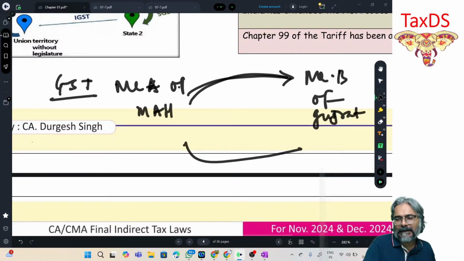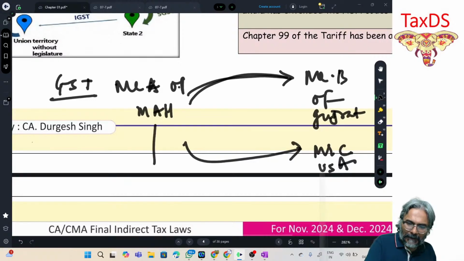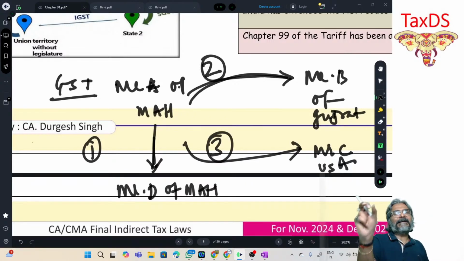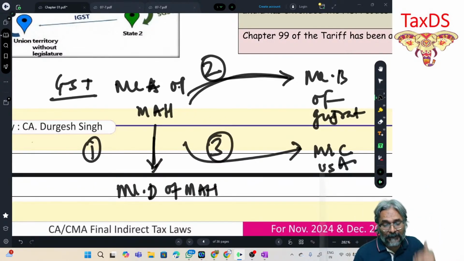And the second supply that he has made is to Mr. C of, say, USA. The third supply, friends, he has made is to Mr. D, also of Maharashtra. So let me give the numbering of it: 1, 2, and 3. Please tell me the type of supply for all 1, 2, and 3. Answer it quickly, students. What is the type of supply in this case?